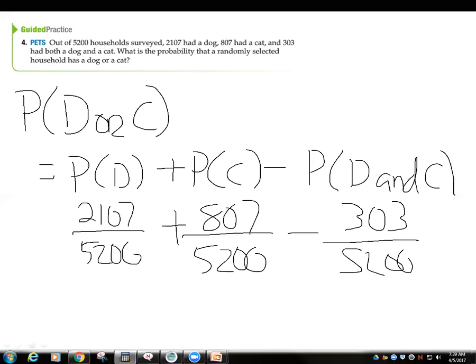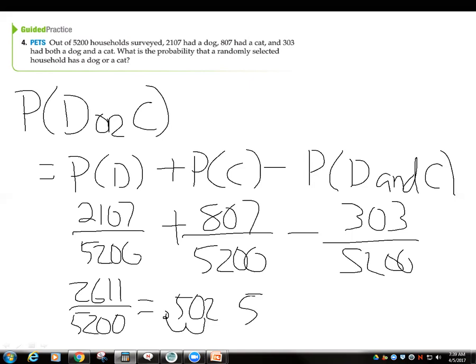So it's 2107 plus 807 minus 303. Since they all have a common denominator, I can just add and subtract the numerators and get 2611 over 5,200, which is about 0.502, which as a percent means about half the houses have a dog or a cat.